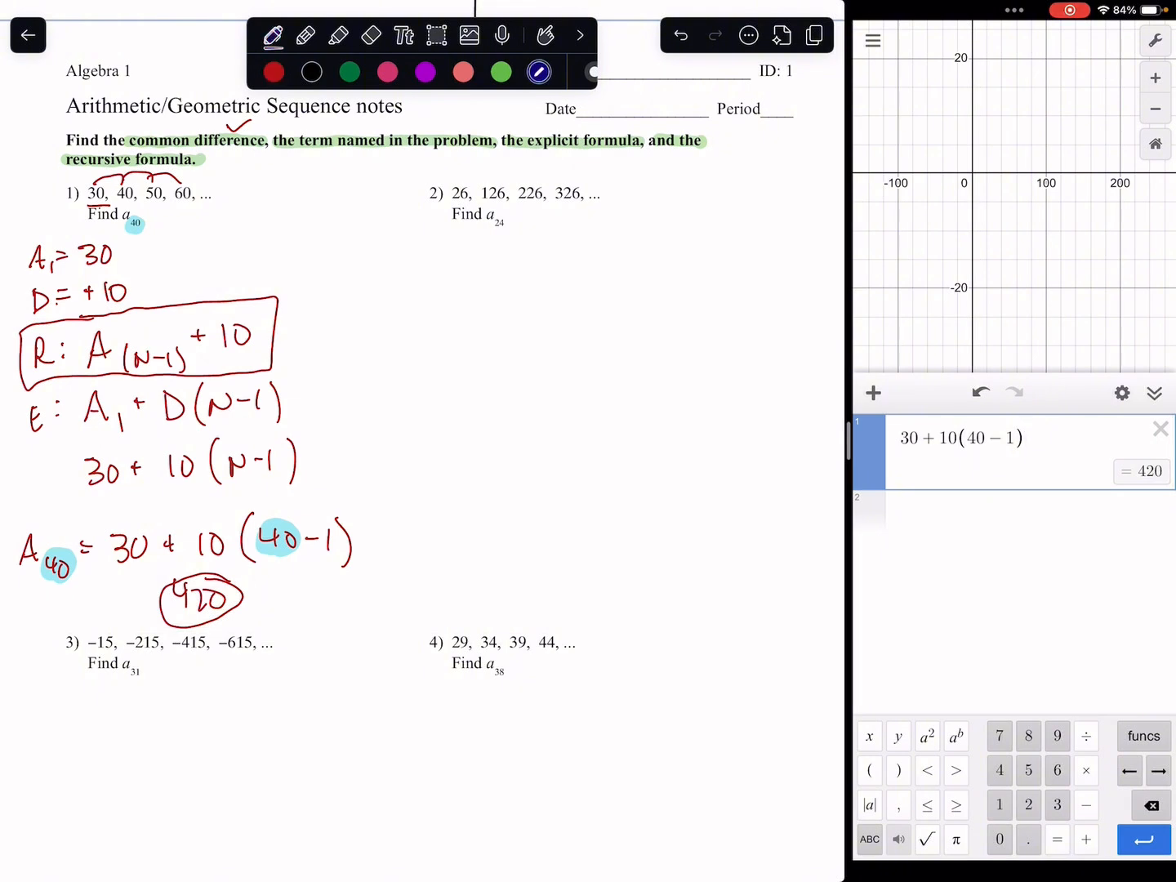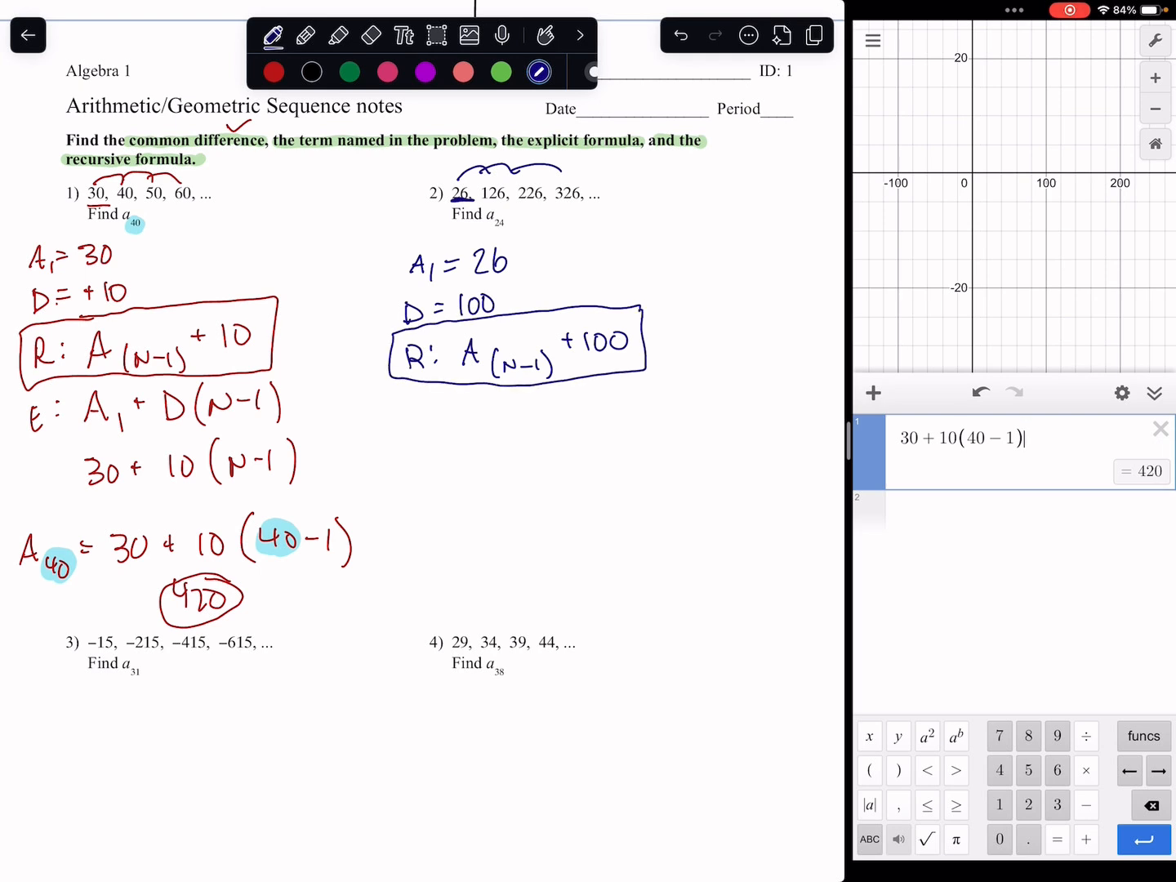So let's identify our A1. A1, easy. First number, 26. What's happening from this number to that number to that number to that number? We are adding 100. So that means D equals 100. Okay. Now, what is our recursive formula? Well, recursive is simply telling me, Hamilton, this is what I did. I took the previous number and I just added 100 every time. That is your recursive formula.